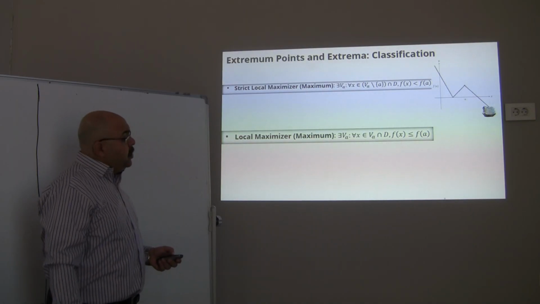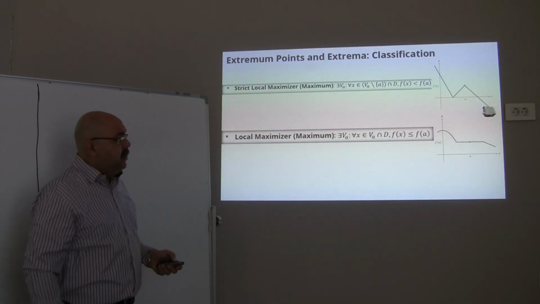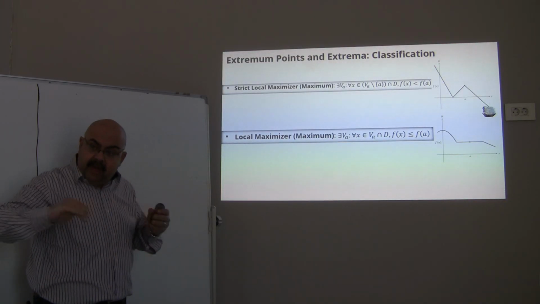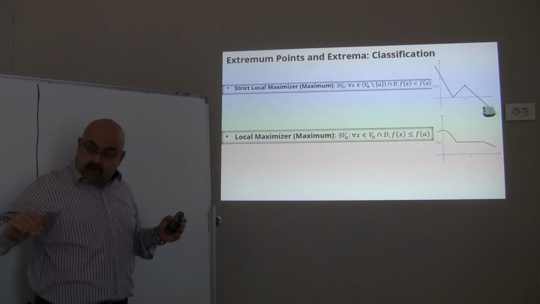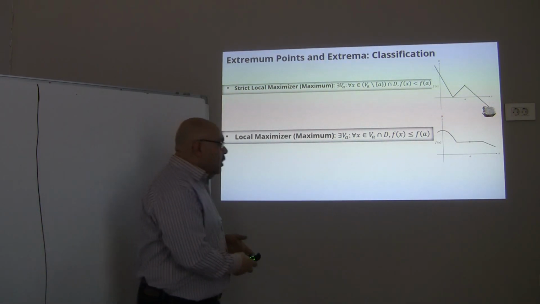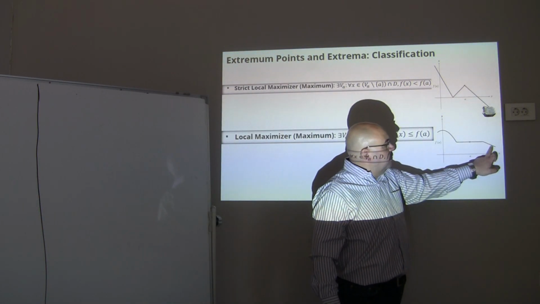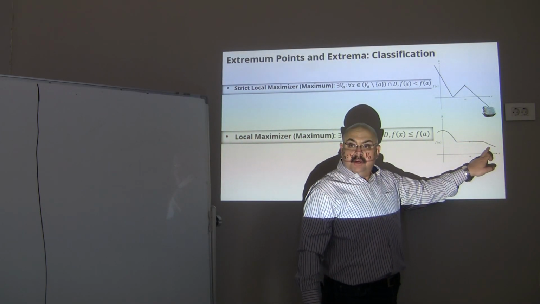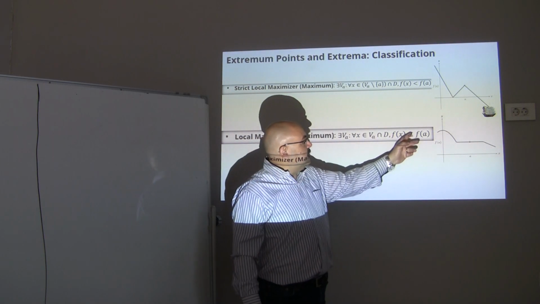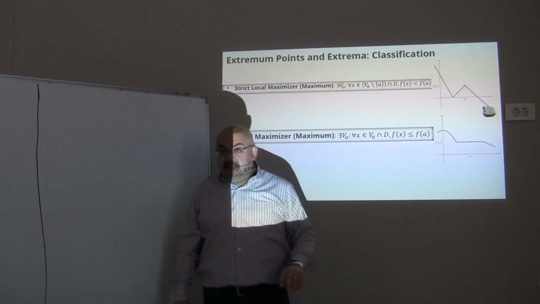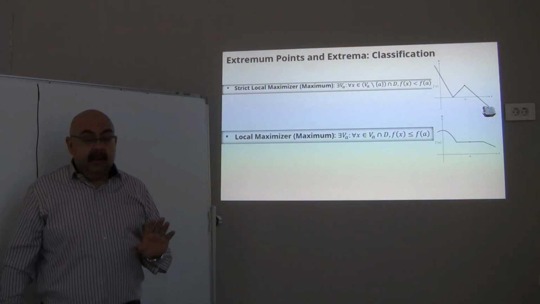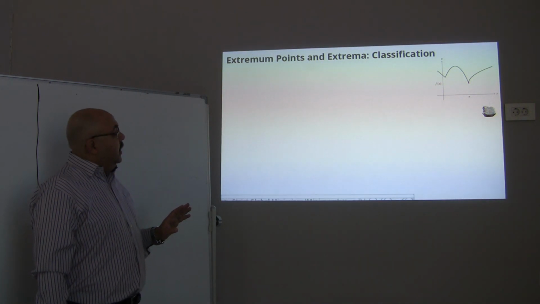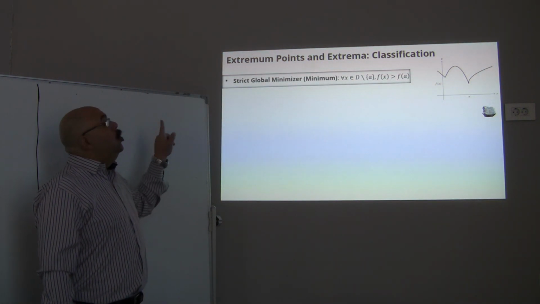Okay. For the local maximizer, it's something like this. It's not strict, but it is inside a certain interval and you have other points. It's also a maximizer for the points from this side. So it's either equal or greater than. So f of x is equal or less than the value of f of a. Are you with me?